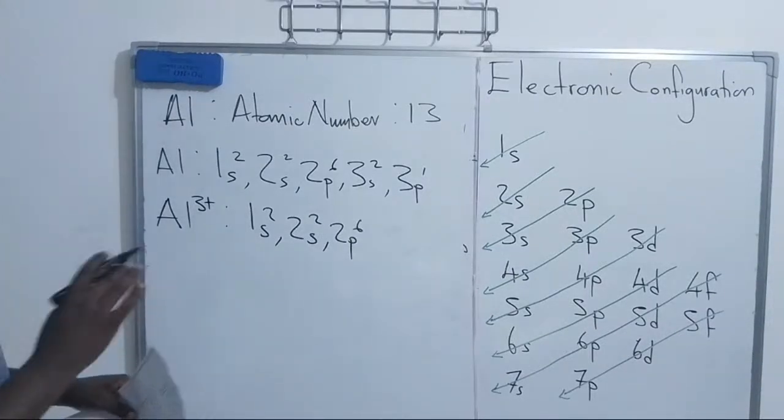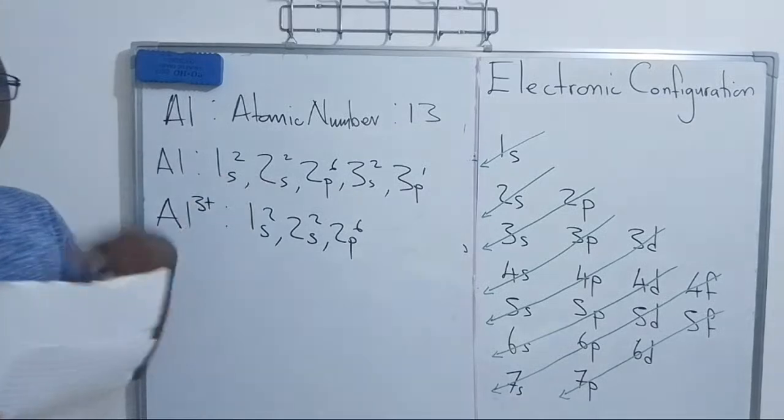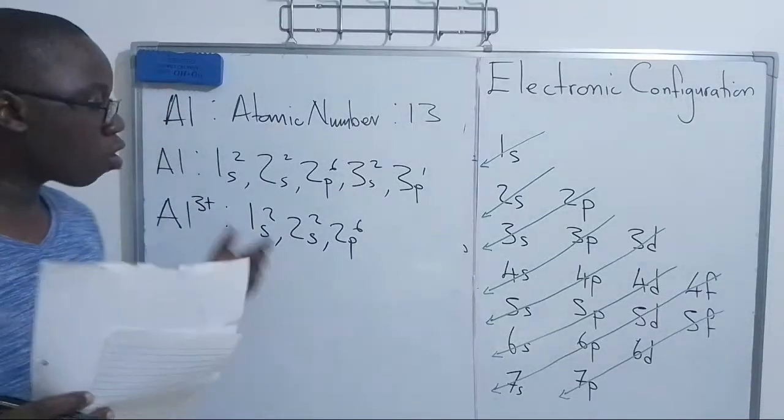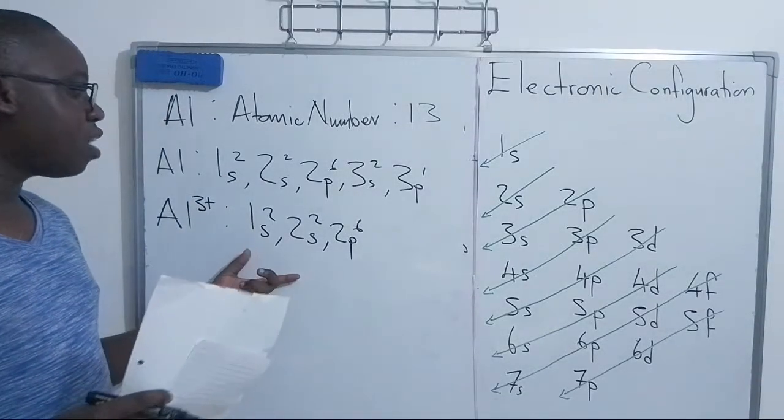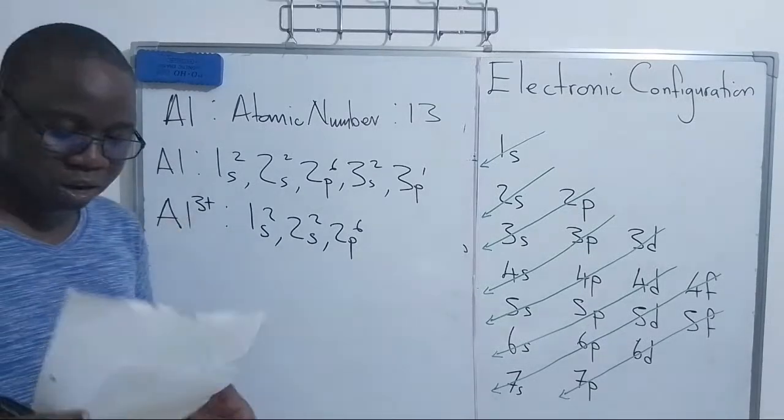So you have seen, you are able to come up with the electronic configuration of the normal representation, the electronic configuration using the compressed representation, and the electronic configuration of the ion of aluminium.